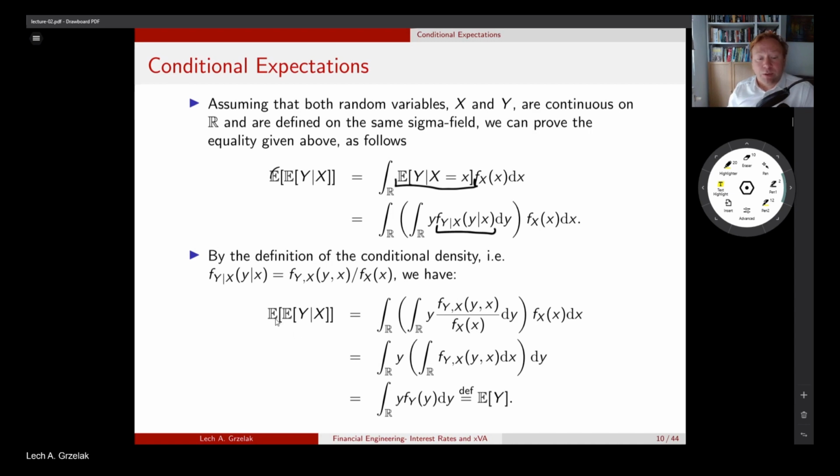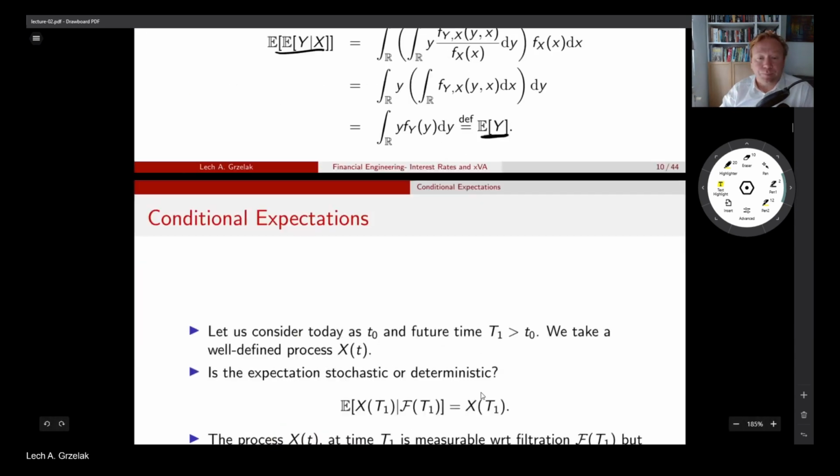This is another property: if we have a filtration, and the proper relations between the filtrations of x and y hold, then if we take the outer expectation of the expectation of y given x, what we arrive at is the expectation of y. We always have to make sure that the filtration in the inner expectation is bigger than in the outer expectation. Conditioning on something of wider scope gives you this beautiful relation.